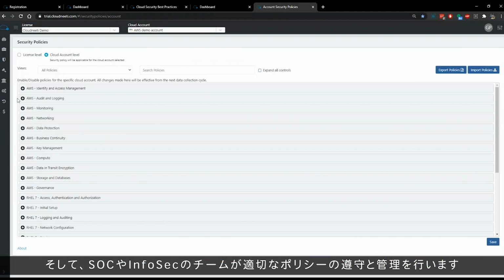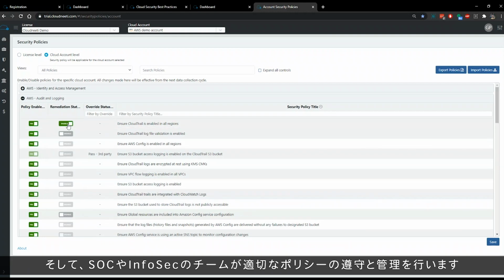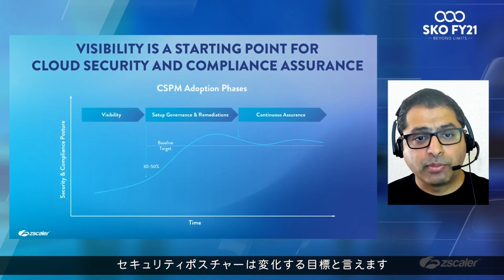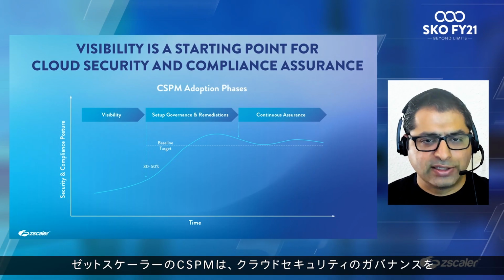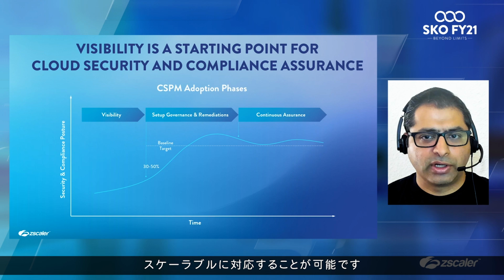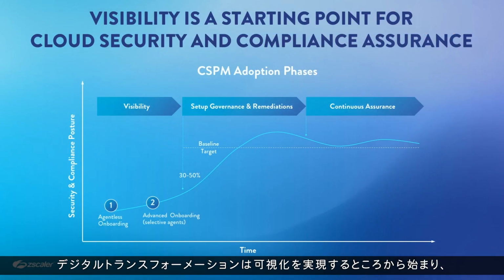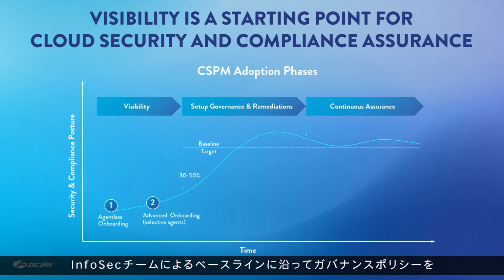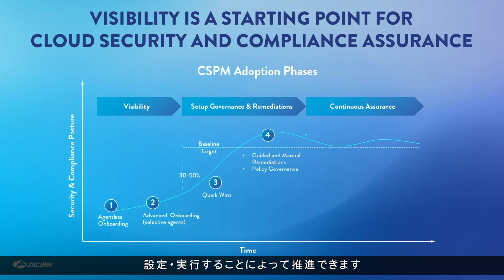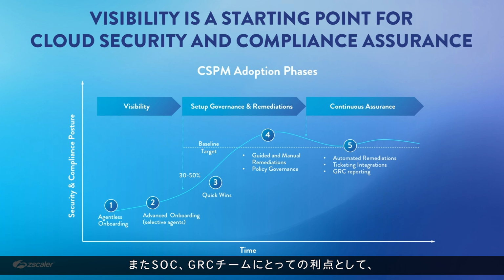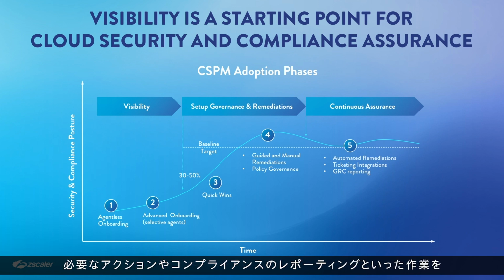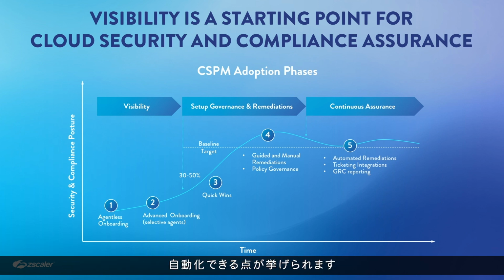SOC team, InfoSec teams can then manage and enforce policies applicable for the respective organization. Security posture is a moving target, and Zscaler CSPM enables cloud security governance at scale. Visibility is generally the starting point for any digital transformation team, followed by setting up of organization as well as governance policies through various security baselines by the InfoSec teams. SOC team, GRC personnel can then go ahead and use the product for automated actions and compliance reporting.